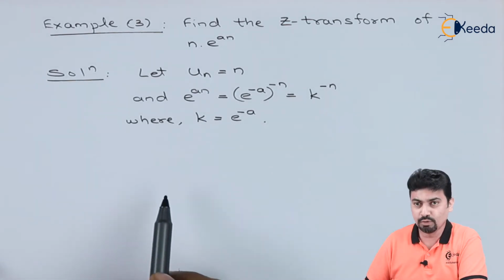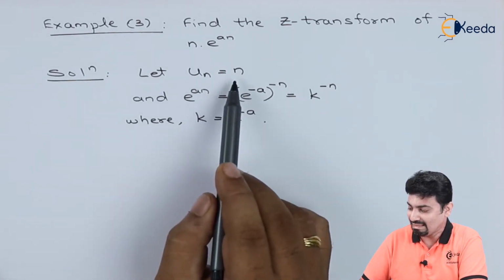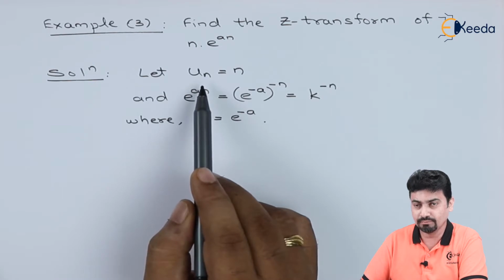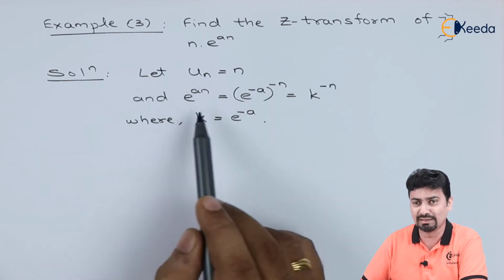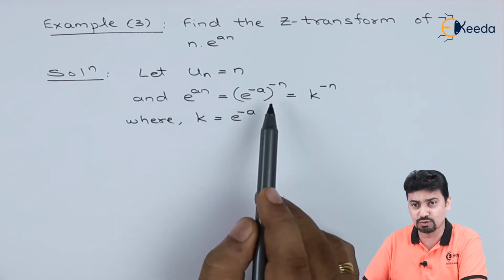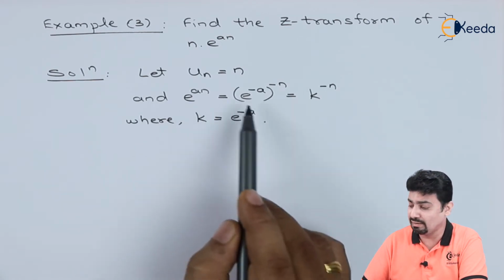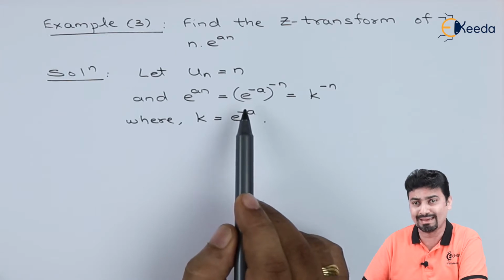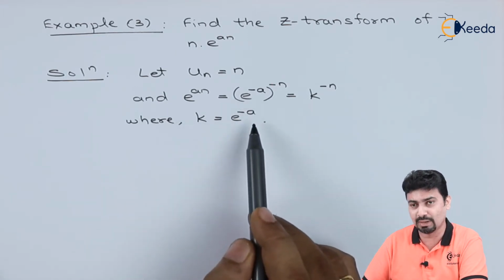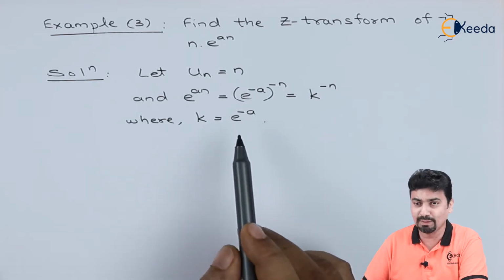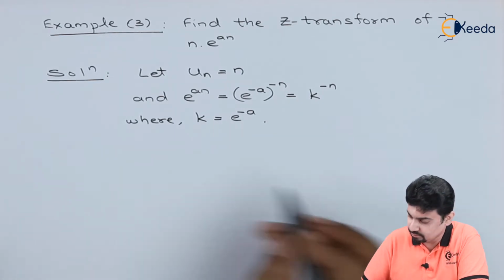The adjustment made over here is, we have taken n as the function of un, and we have substituted e raised to an, we have split it as e raised to minus a whole raised to minus n, where the part inside the bracket we have considered to be k. So it becomes k raised to minus n. Thus k is equal to e raised to minus a. Now we use the damping rule and we solve the Z transform.